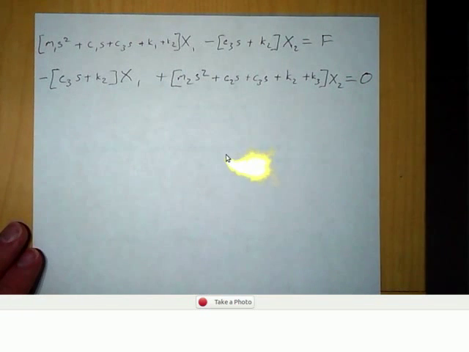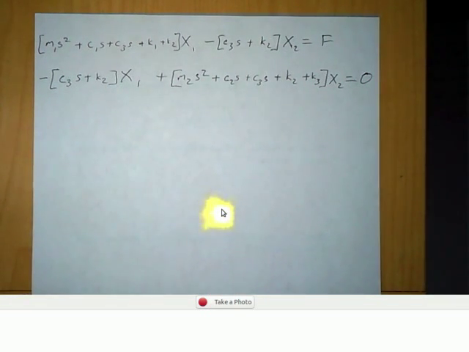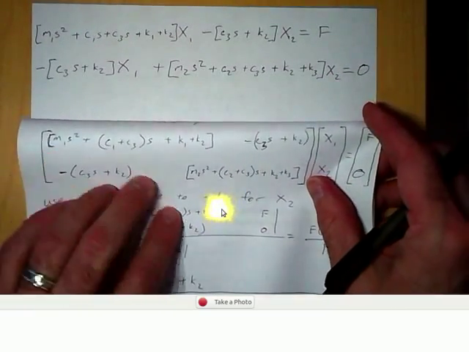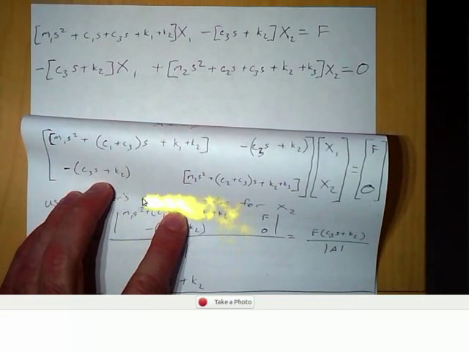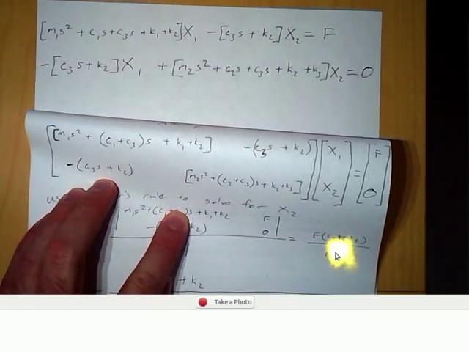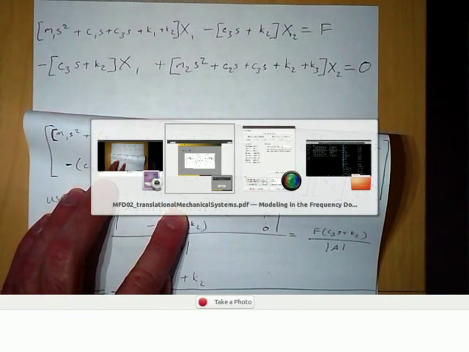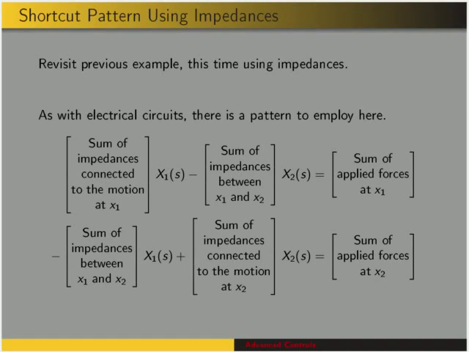So we end up with that same system of equations that we had in matrix form when we went through this step by step, but we just generated it a lot more quickly using that shortcut. The thing with shortcuts is they save time, but you can make mistakes if you apply it without thinking about it a little bit. So here is the same shortcut that we can use whenever we have mechanical systems with multiple degrees of freedom and we want to come up with the system of equations.